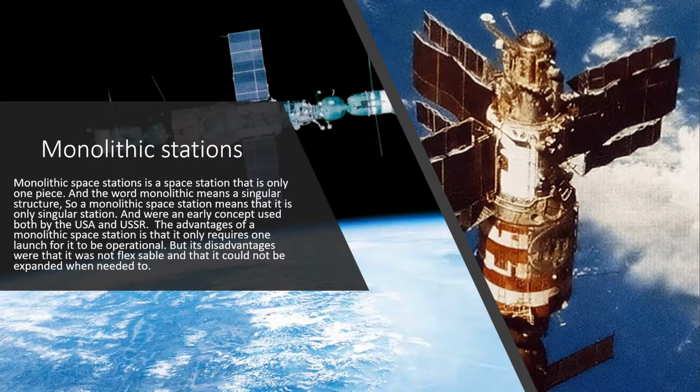So the first space station is a monolithic space station. A monolithic space station is a space station that has only one piece, from the word monolithic, which means a singular structure.